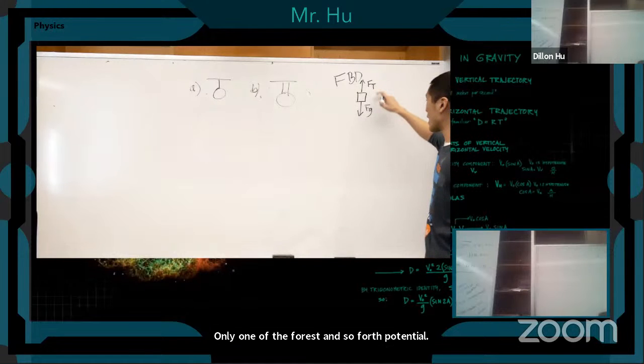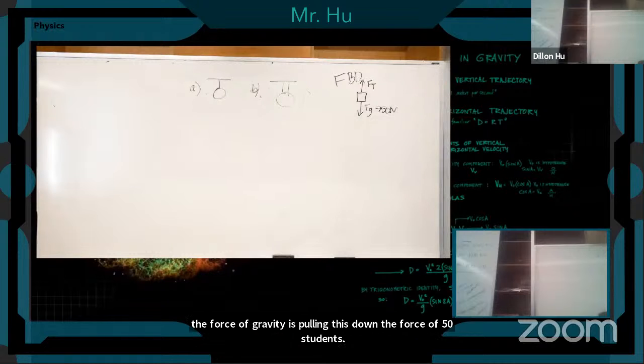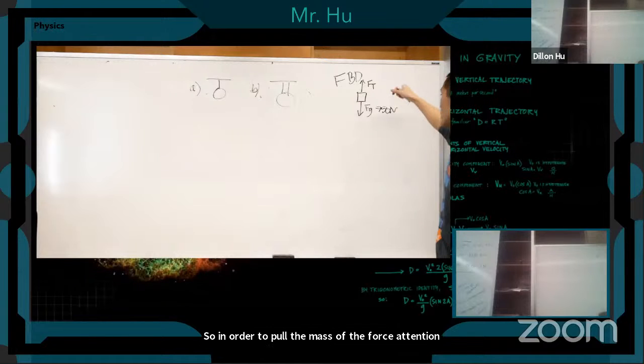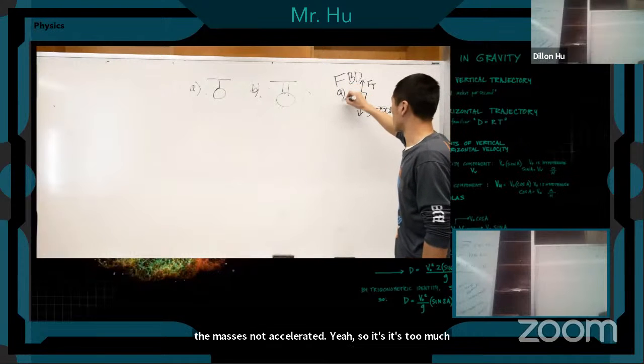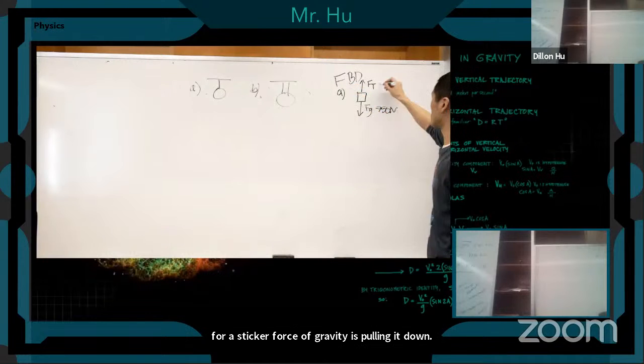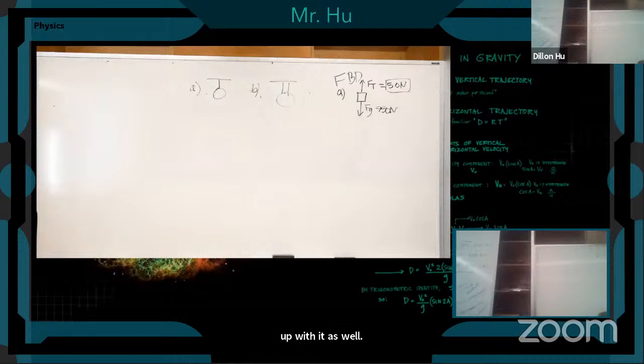The force of gravity is pulling this down with a force of 50 newtons. So in order to hold the mass up, the force of tension has to be equal to the force of gravity here, because the mass is not accelerating up or down. So for A, since the force of gravity is pulling it down with a force of 50 newtons, the force of tension is pulling it up with a force of 50 newtons as well. That's just a very quick way of doing it.